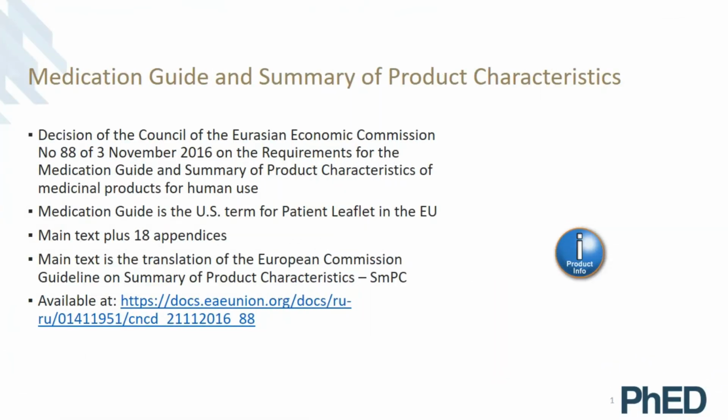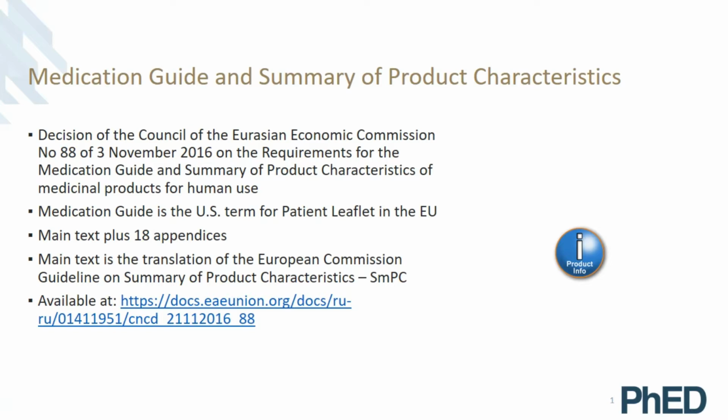Another important document that was enacted within the package is the requirements for the medication guide and summary of product characteristics of medicinal products for human use. The document defines the requirements for product information. A medication guide is the same as patient leaflet and contains product information in lay language for patients and consumers, whereas the SMPC is intended to provide product information for healthcare professionals.